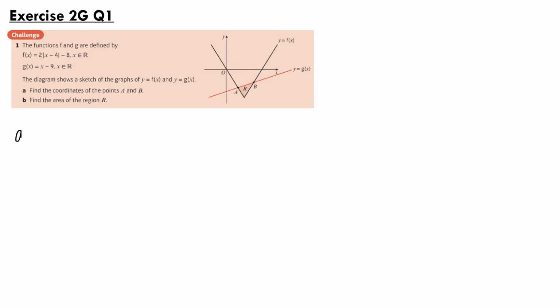Okay, for part A, to find the coordinates of the points of intersection, we're going to set the functions equal to each other.